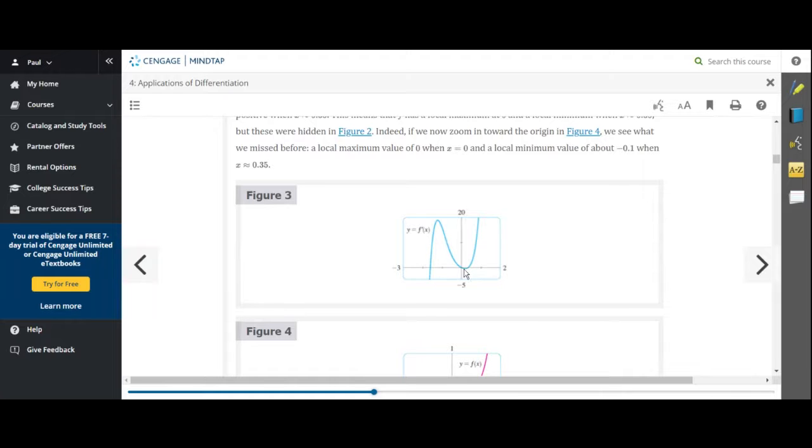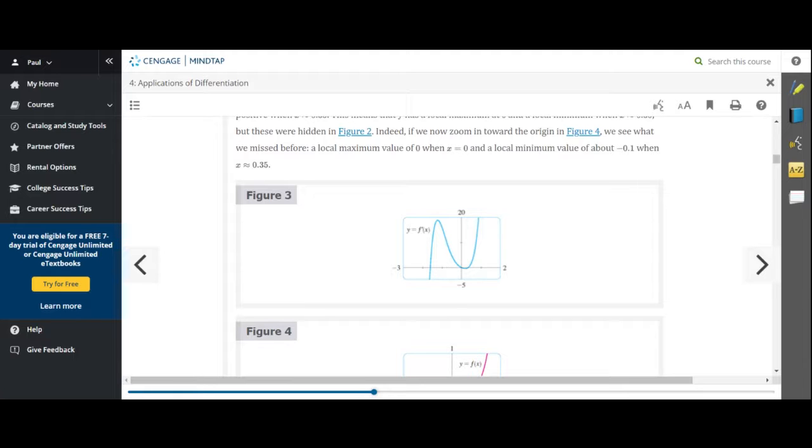And then when x is close to the origin, and they're saying it's about negative 0.1, the derivative goes from positive to negative. The derivative goes from positive to negative. And that means, of course, that you have a local maximum there, at about x equals negative 0.1. So the function will have a local maximum at about x equals negative 0.62.